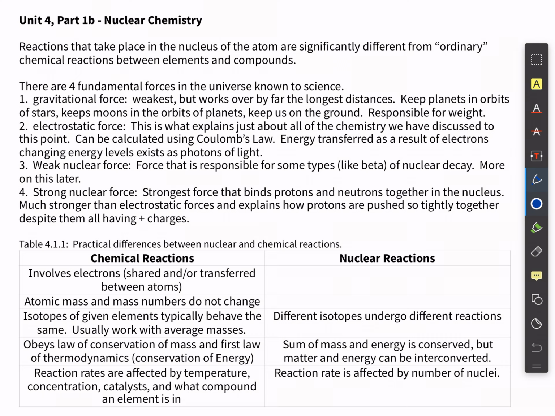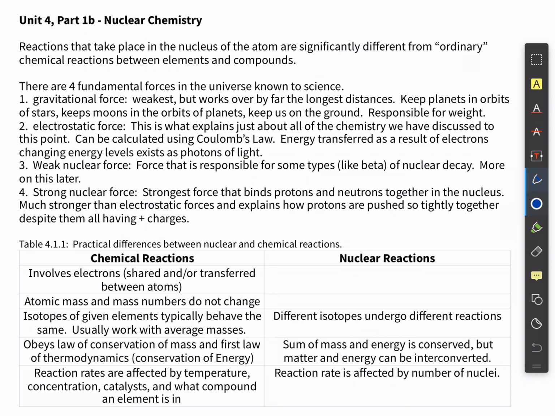Going even smaller and stronger, we get what's called the weak nuclear force. This is the force that's responsible for certain types of nuclear decay, like beta decay. We'll learn more about this as we go through the chapter. And then we get the strong nuclear force. This is the strongest force that actually binds protons and neutrons together in the nucleus.